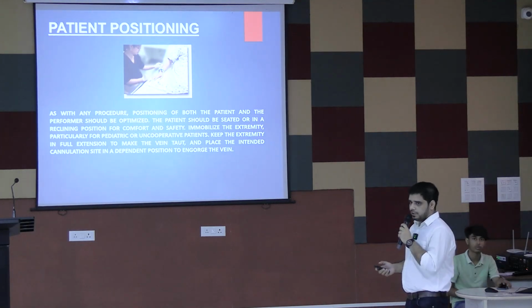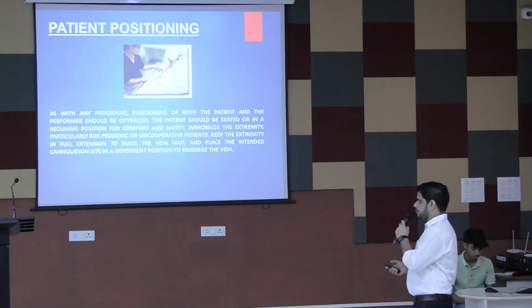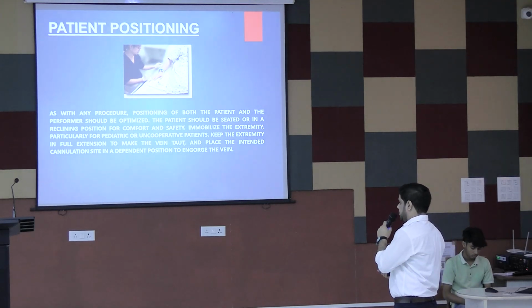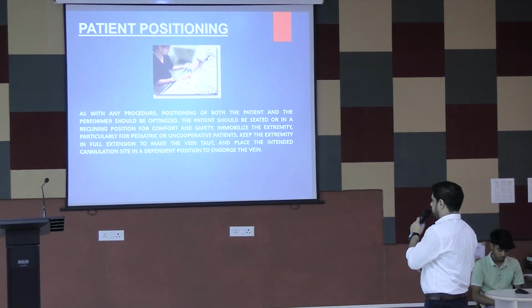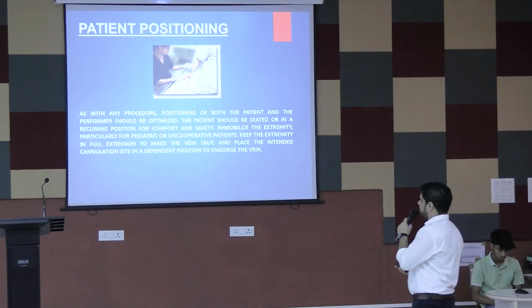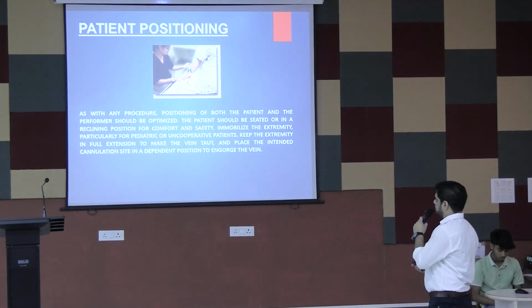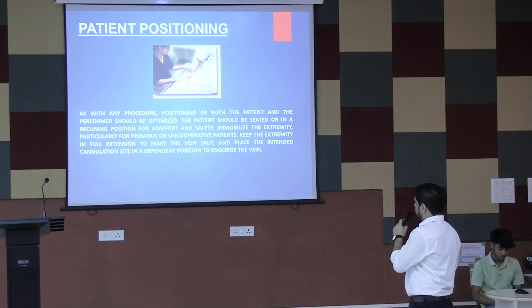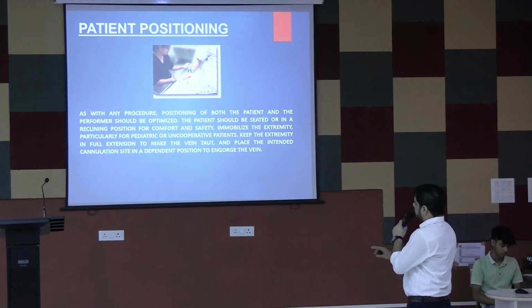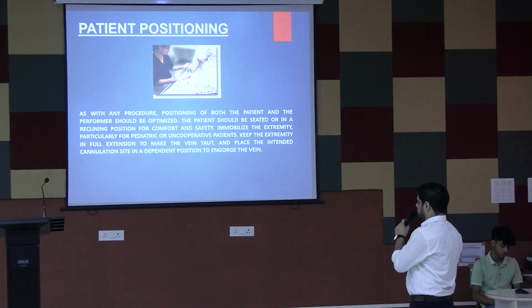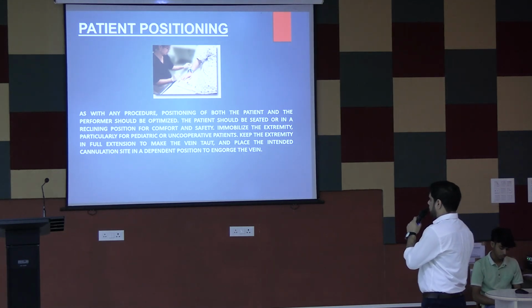Patient positioning: for proper IV access, patient positioning is very important, and the patient's positioning should be done first. The hand should be kept near the body when IV cannulation is done. First, immobilization of the hand should be done. Then, the hand should be kept in a safe position so that no trauma happens to the hand.